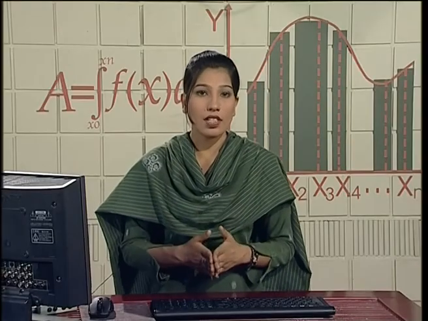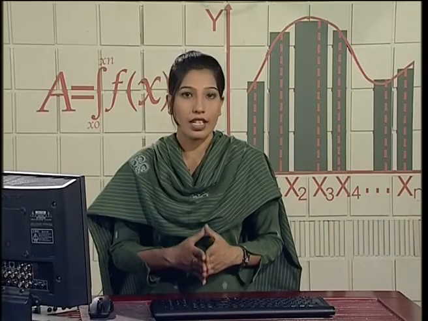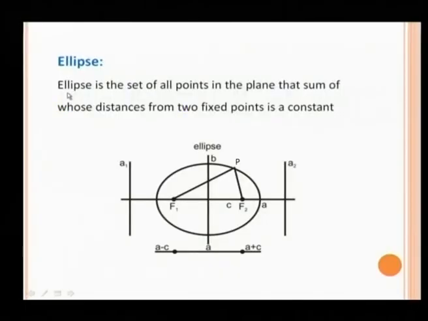You can see the definition and figure of ellipse on the screen. Ellipse is the set of all the points in the plane, the sum of whose distances from two fixed points is a constant. Ellipse always has an oval shape. In this figure, A1 and A2 would become the directrix, F1 and F2 would become the focus.